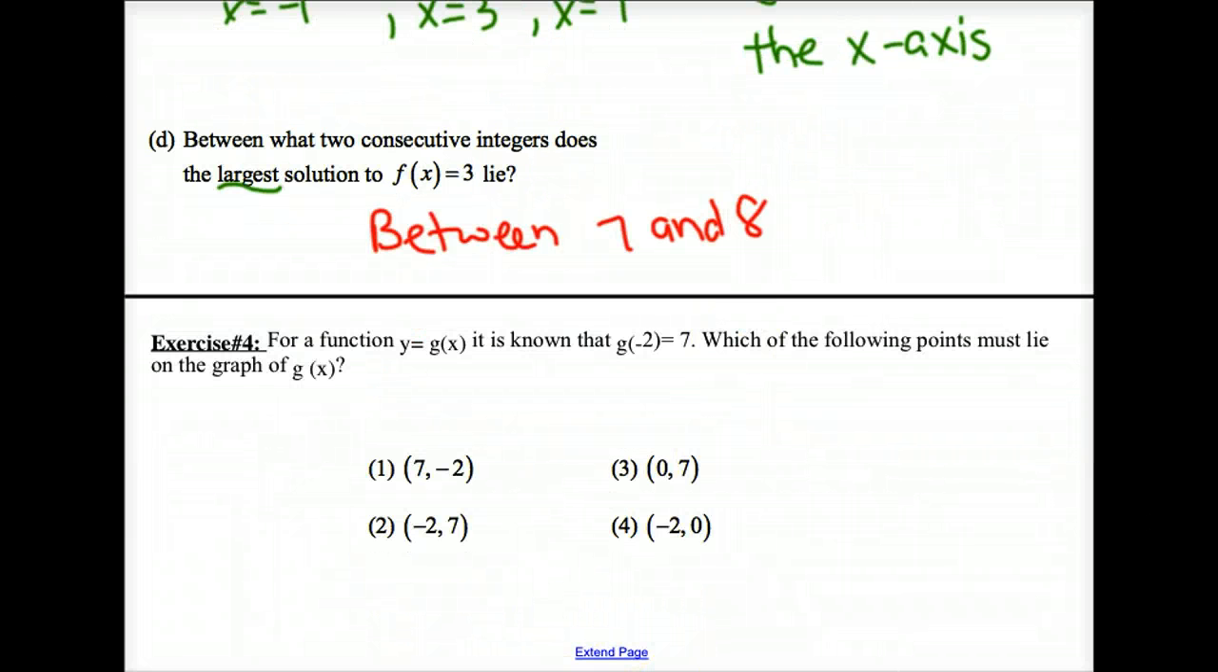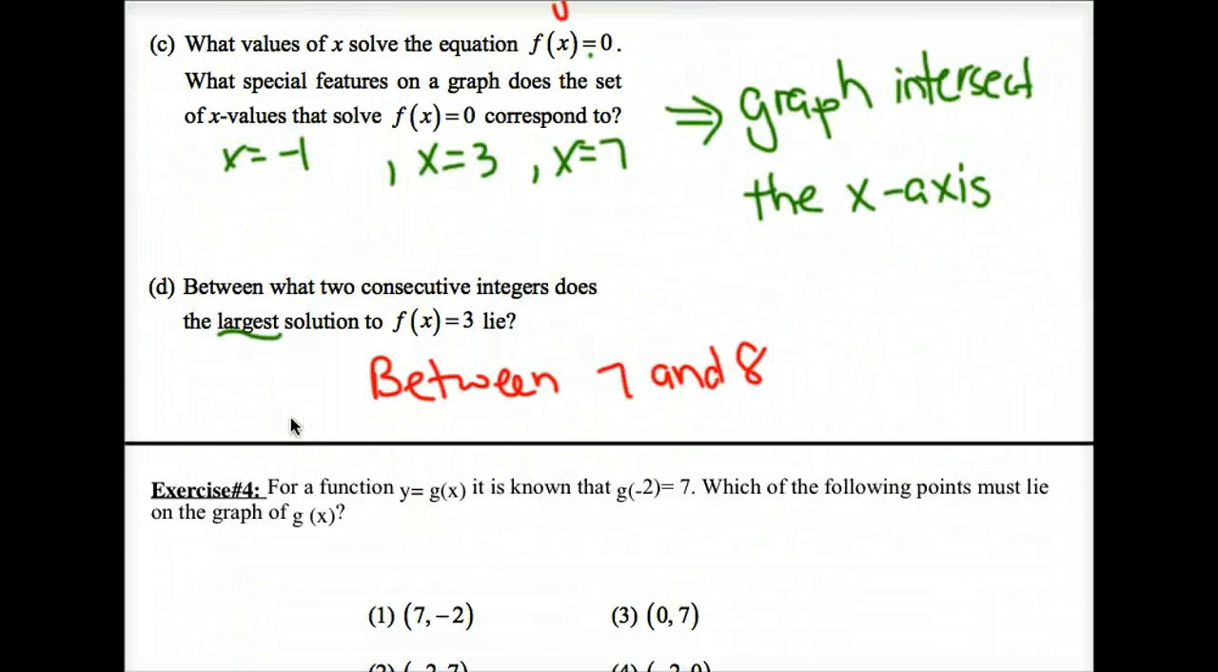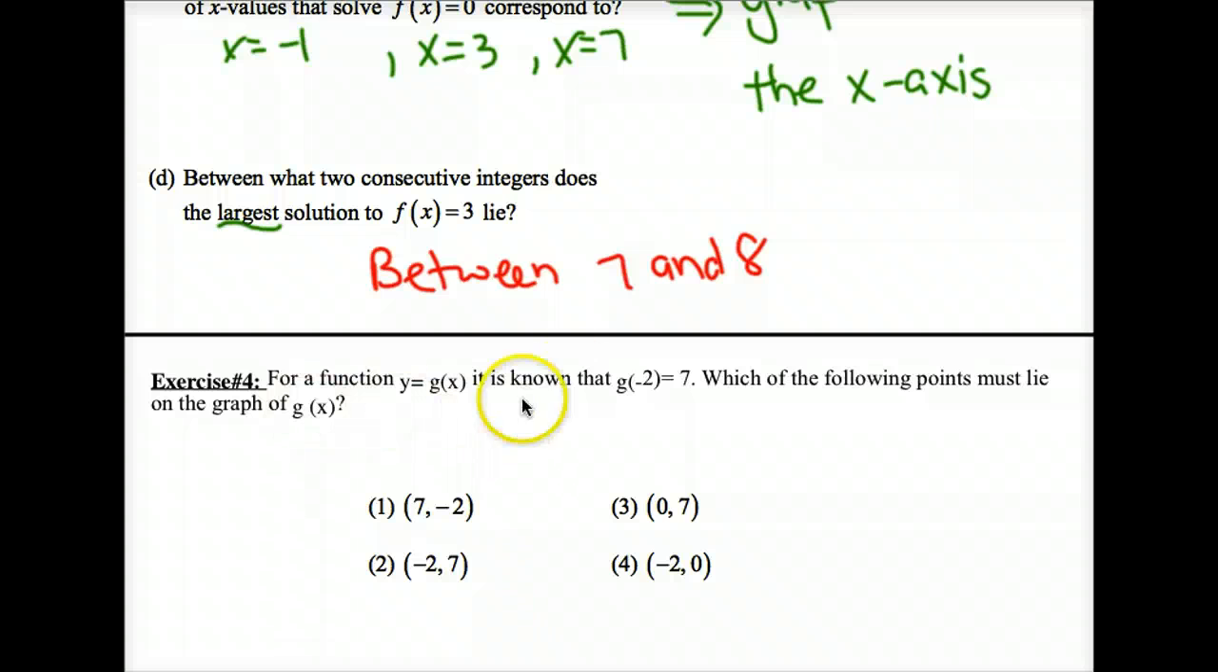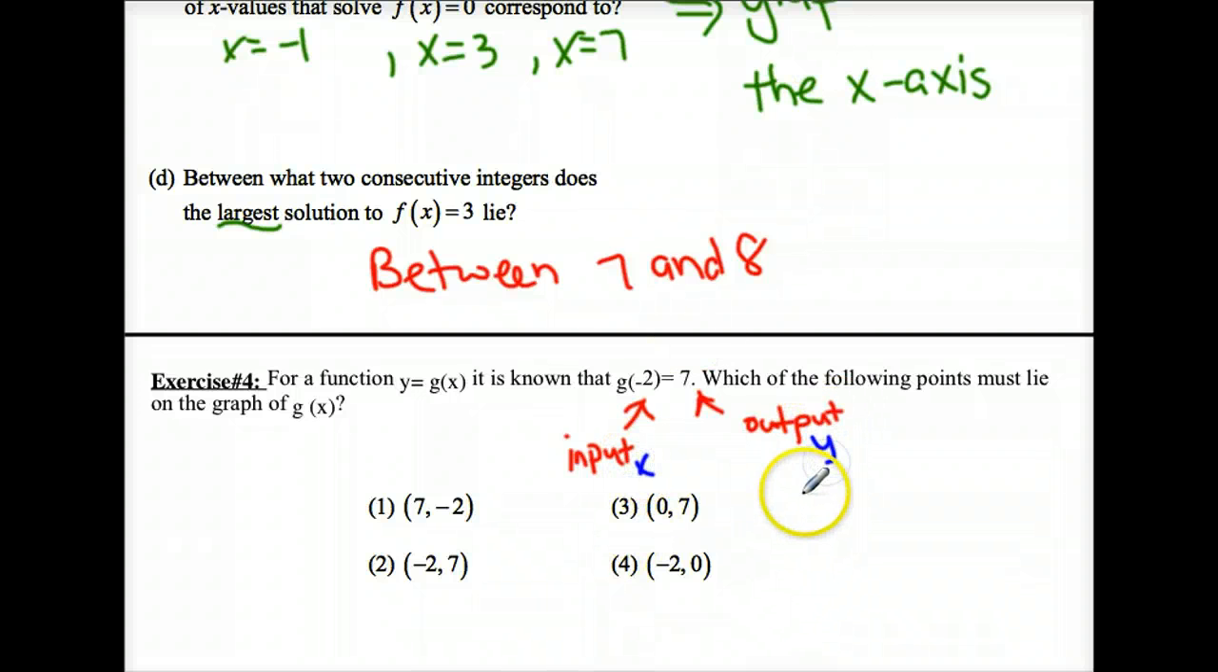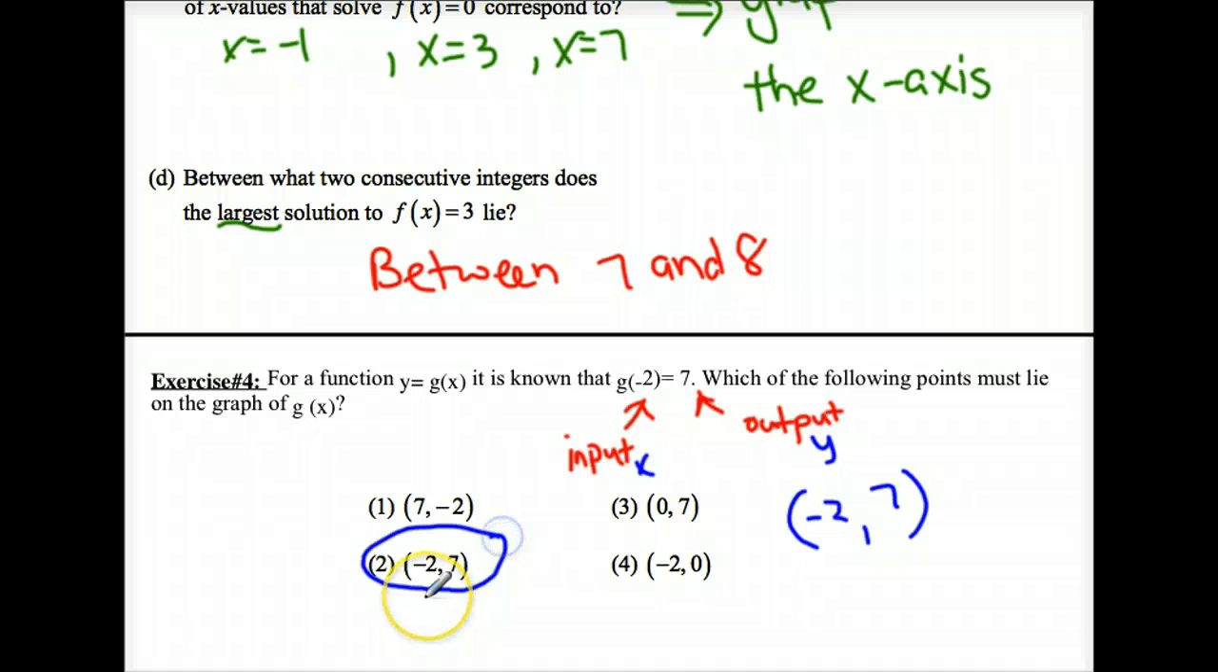Exercise number 4. For the function y is equal to g of x, it is known that g of negative 2 is equal to 7. Which of the following points must lie on the graph? So I know I have some function g of x, and g of negative 2 is equal to 7. Remember from earlier, this is my input, and my 7 is my output. My input is also known as my x, and that's my y. So if I write this as a coordinate pair, it would be negative 2, comma 7, choice number 2.